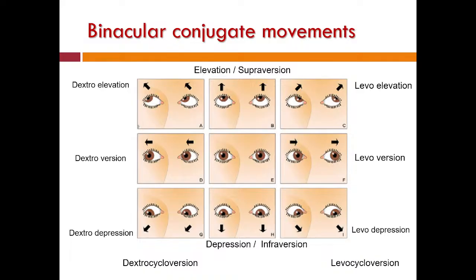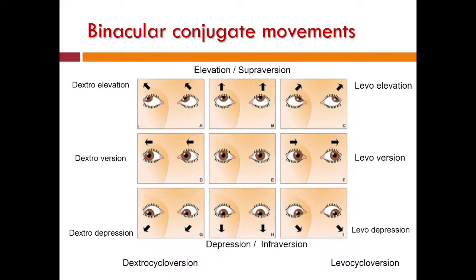Movements towards the right are called dextro, and movements towards the left are called levo. Very simple to remember. Looking towards the right with both eyes is dextroversion, and looking towards the left with both eyes is levoversion. Then dextroelevation is looking right and up, dextrodepression is looking right and down. Similarly levoelevation and levodepression. These are 3 plus 3, 6, plus elevation, depression and the primary position, so it is very easy to remember the 9 directions.